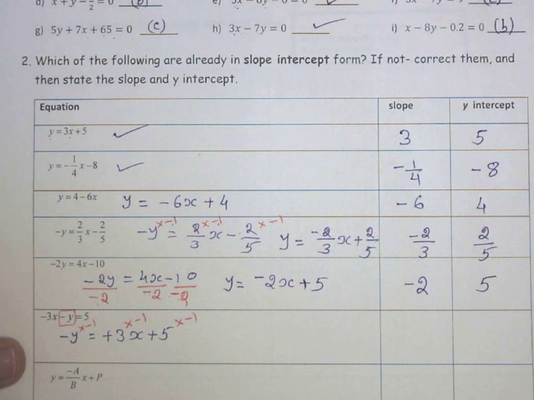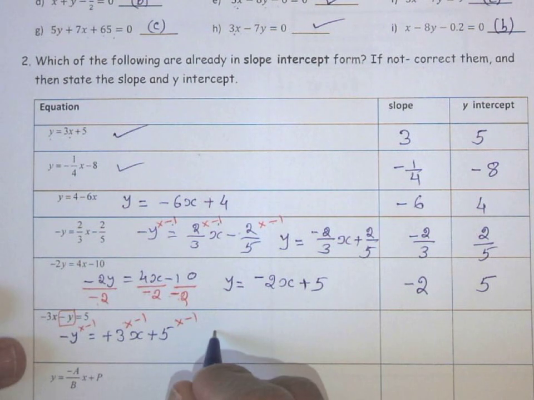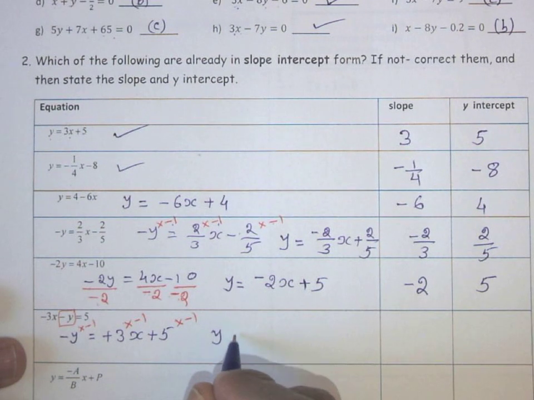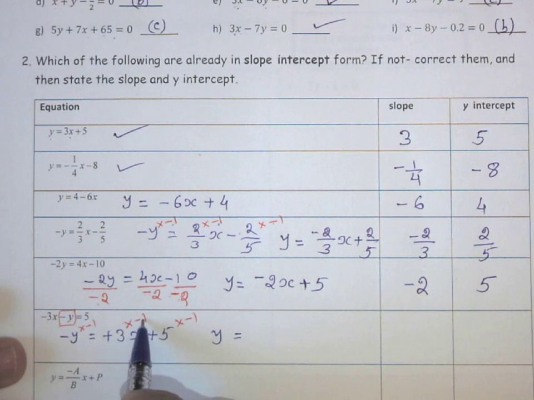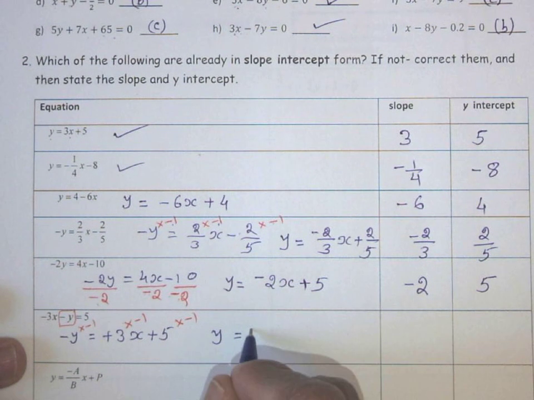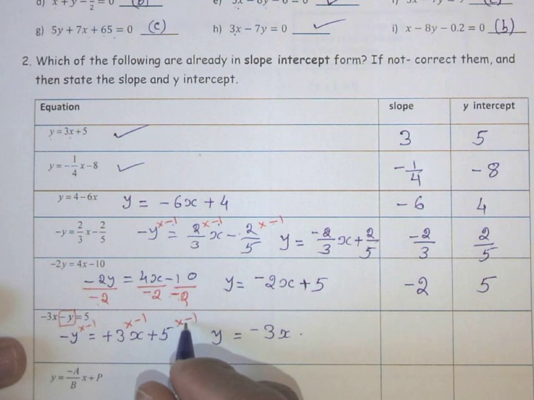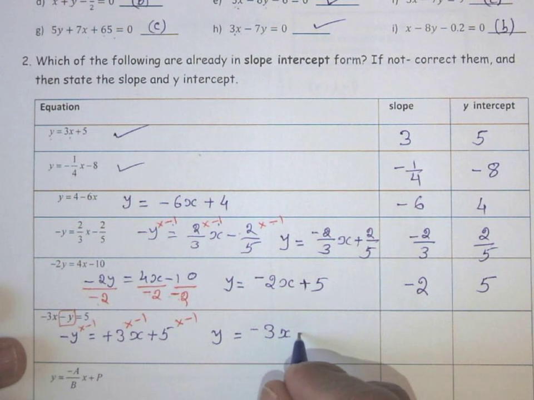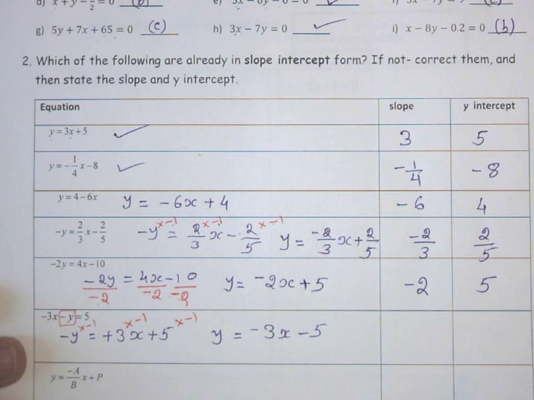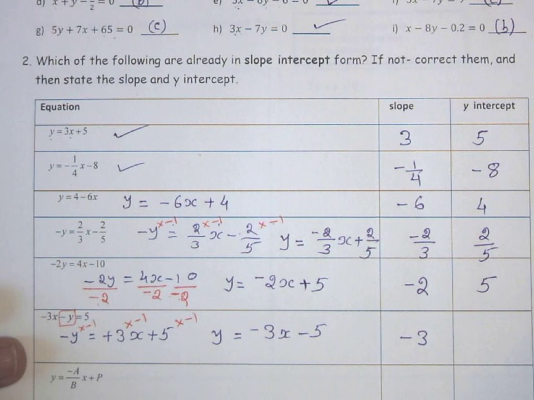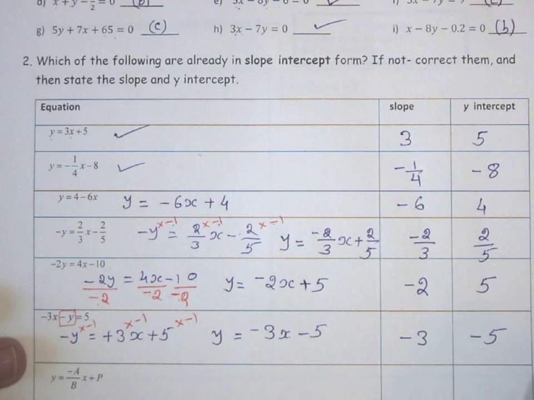So therefore, that equation is negative y times negative, that becomes positive y, equals negative 1 times positive 3, that becomes negative 3x, and again the same situation, negative times positive, that becomes negative 5. Therefore, the slope in this equation is negative 3, and the y-intercept is negative 5.